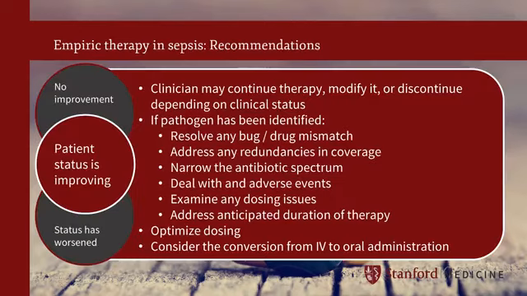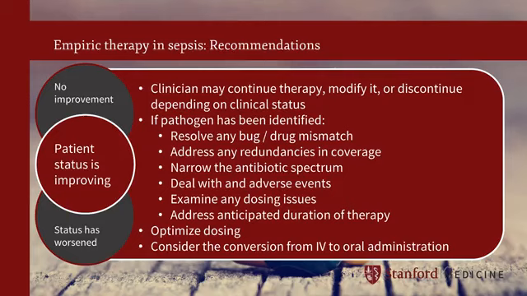There are three general possibilities with regard to clinical status. There could have been no improvement. The patient could be improved, or in fact, the patient's clinical status may have worsened. Let's take the case in which the patient is improving. In this instance, the clinician may either continue the therapy, modify it, or in fact discontinue it depending on clinical status and other available information such as serum procalcitonin measurements.